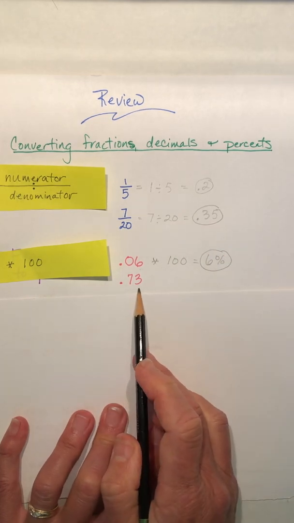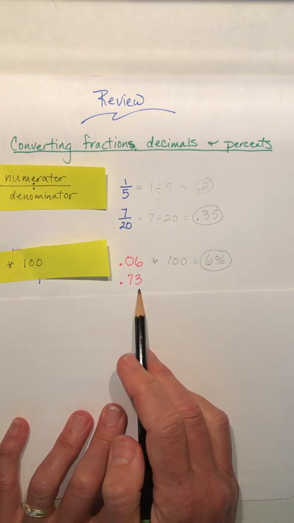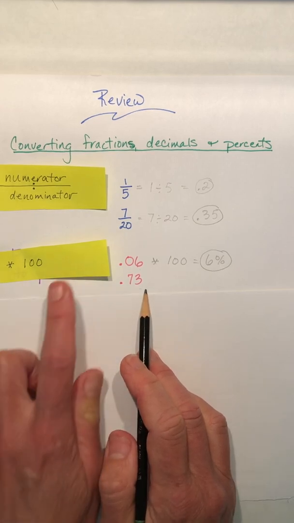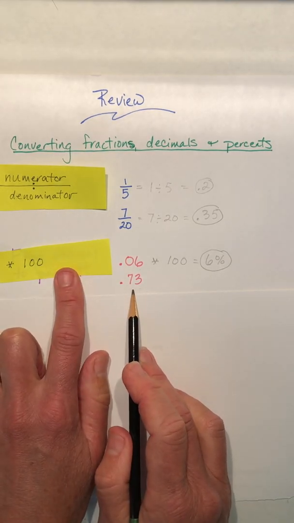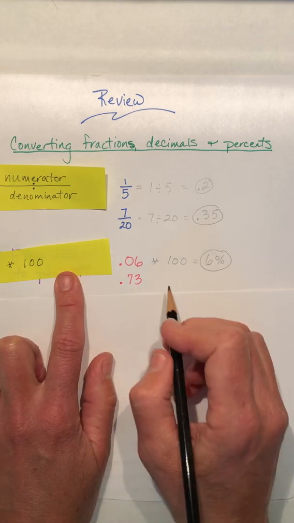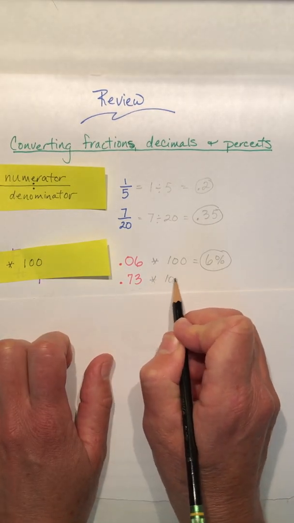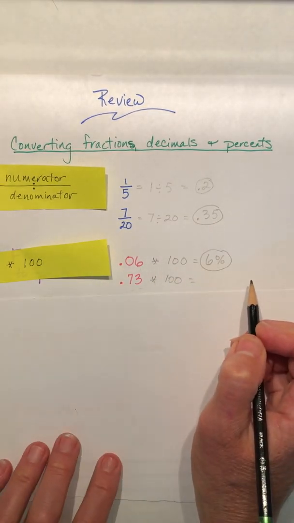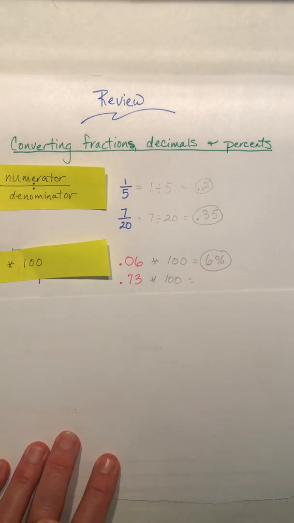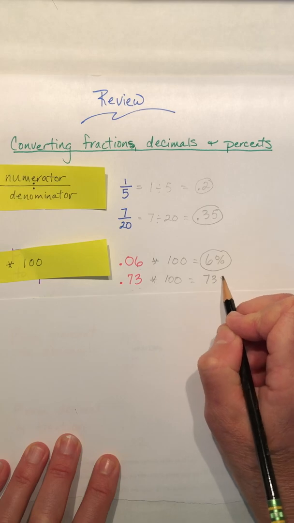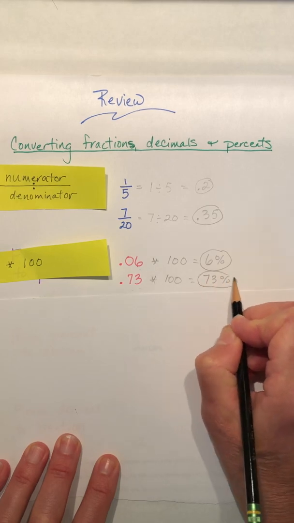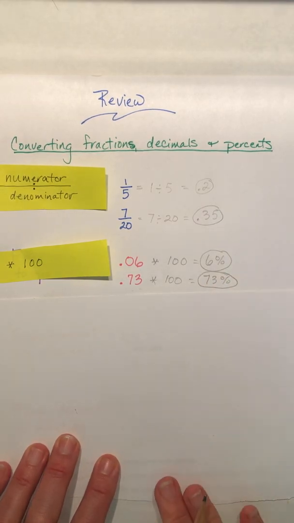Let's do 0.73, and this is 73 hundredths, remember. So I'm going on my calculator, I'm taking the 0.73, I'm multiplying it by 100, and I get, I'm giving you time to do this on your calculator, 73%. Okay, let's move down.